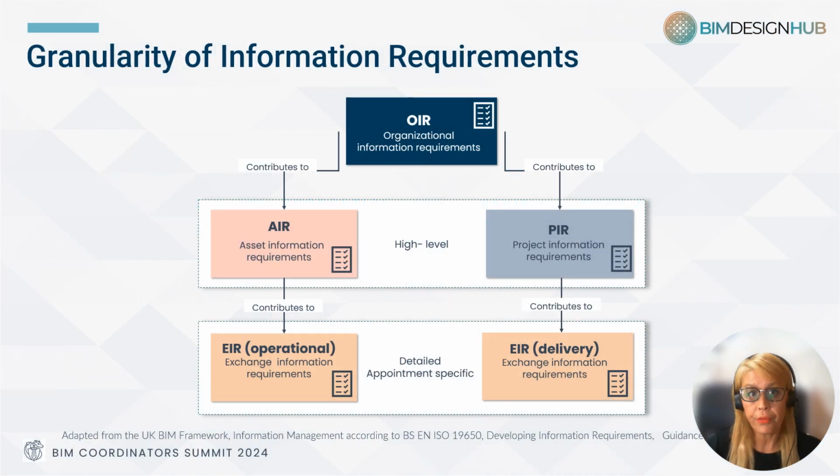In ISO, there are four types of information requirements: the organizational, asset, project, and exchange information requirements. The organizational information requirements are related to the asset management, the objectives, and outcomes, the stakeholders and regulators, the organizational policies and business operation tasks. These requirements contribute to the asset and project information requirements that are high-level business-related requirements. The exchange information requirements for the delivery and operation are the detailed requirements.